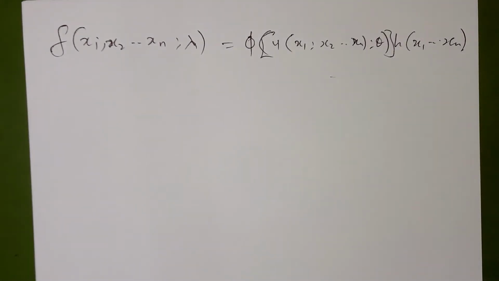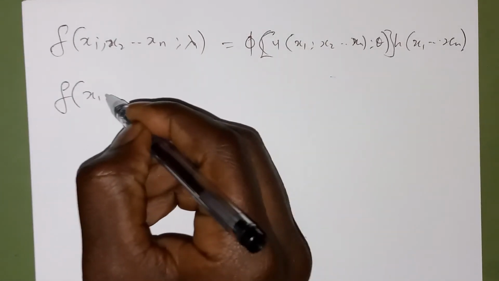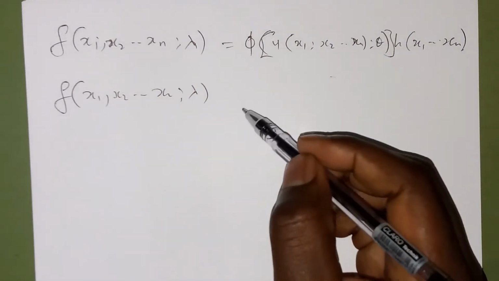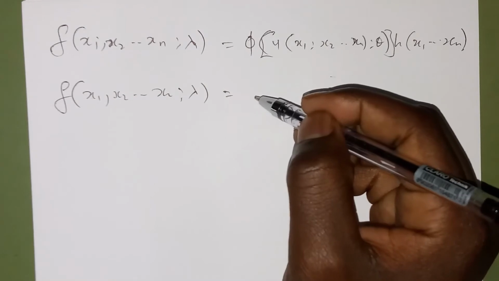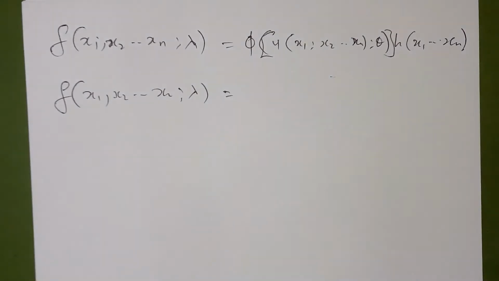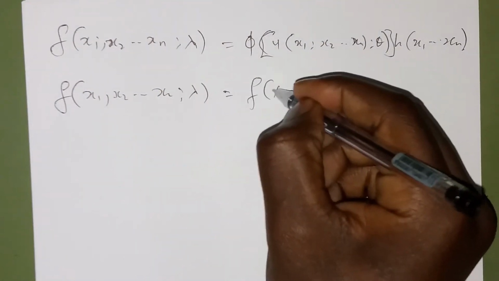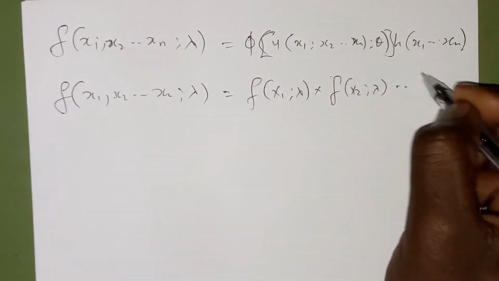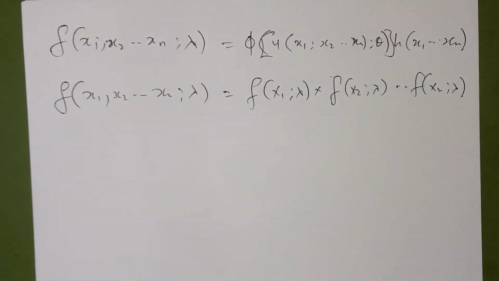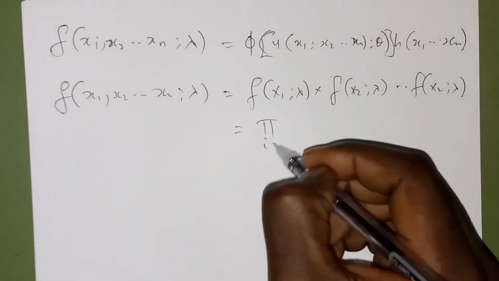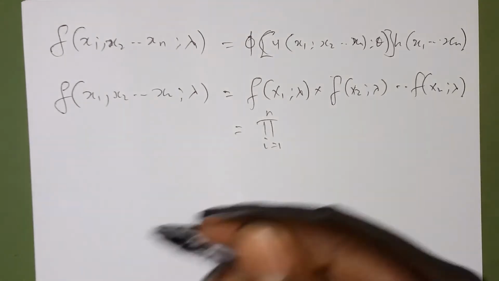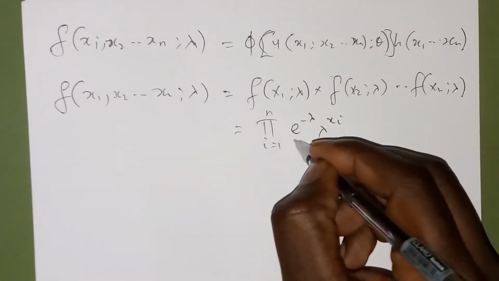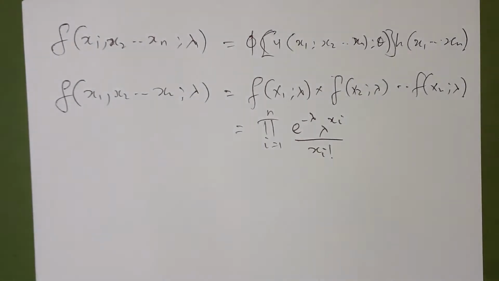Our function of x1, x2 through xn with lambda, for the Poisson distribution, by independence, is like multiplying the PDF of each xi up to n. So it is f(x1; lambda) multiplied by f(x2; lambda) up to f(xn; lambda), which is the product from i equals 1 to n of our PDF for the Poisson distribution, e to the negative lambda, lambda to the xi over xi factorial.